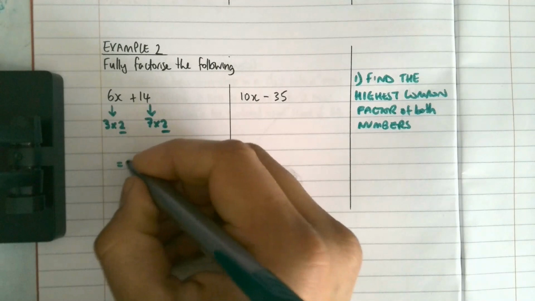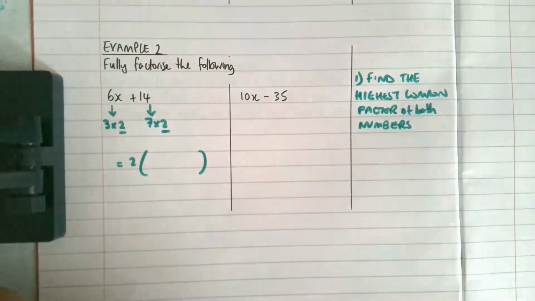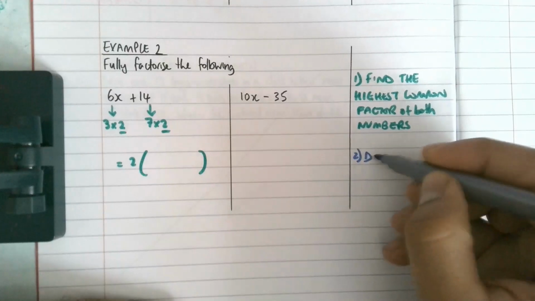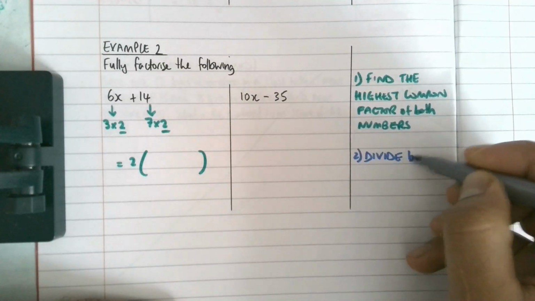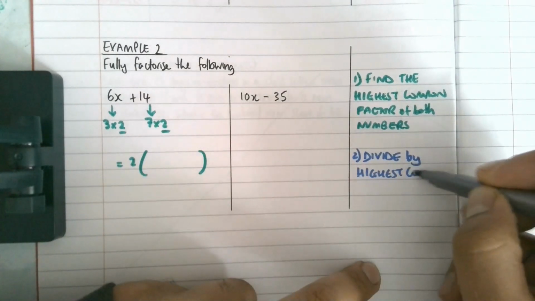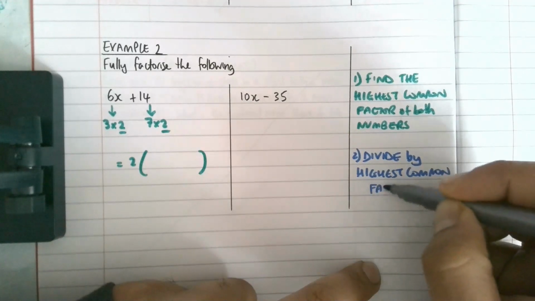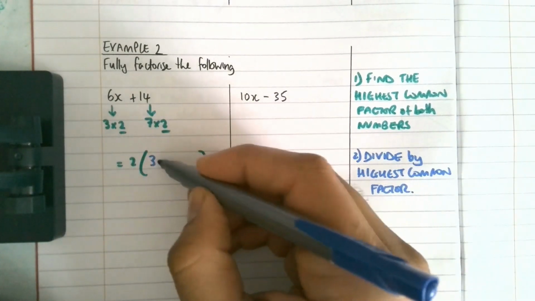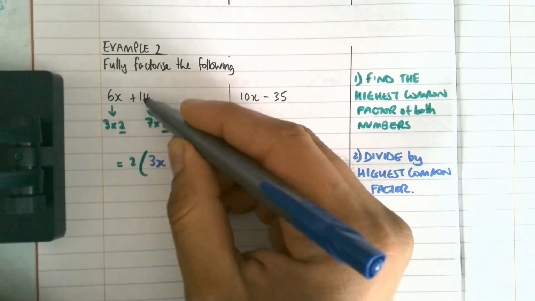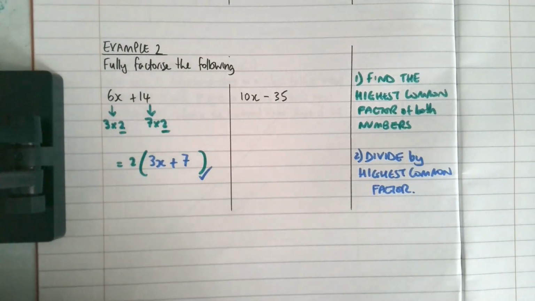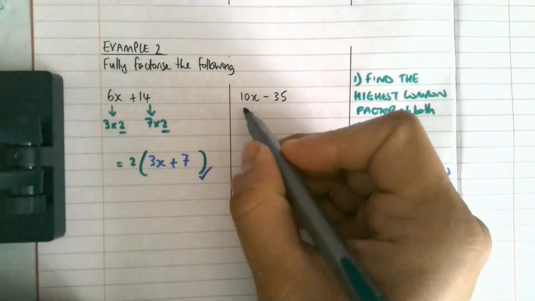The highest common factor can then be written on the outside of the brackets, because remember, factorising is the opposite of expanding brackets. And then we fill in the brackets. We do that by dividing the numbers in the original question by the highest common factor. And then 6 divided by 2 is going to be 3, so we write 3x there. And 14 divided by 2 is going to be 7, because 2 times 3x gives us 6x and 2 times 7 gives us 14. So we're just doing the opposite really of expanding brackets.